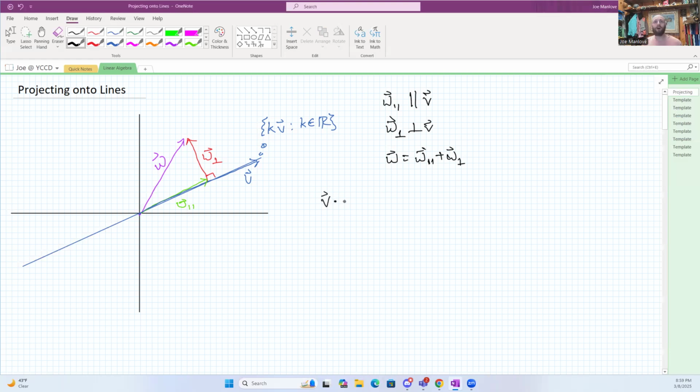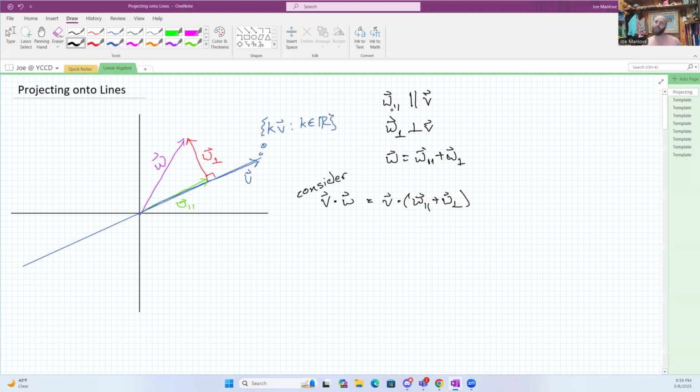I'm going to look at v dotted with w just because I basically don't know what else to do, but I know there's something about perpendicularity in here, and I know that dot products and perpendicularity play in a way that's fairly nice. So I'm going to look at v dotted with w. And I don't know what v dotted with w is, but I do know that it's v dotted with w parallel plus w perpendicular. And the only reason I know that is because my third fact says that w is made out of those things.